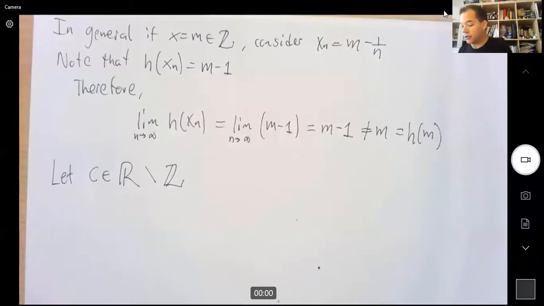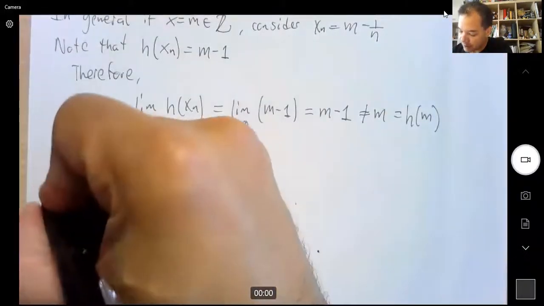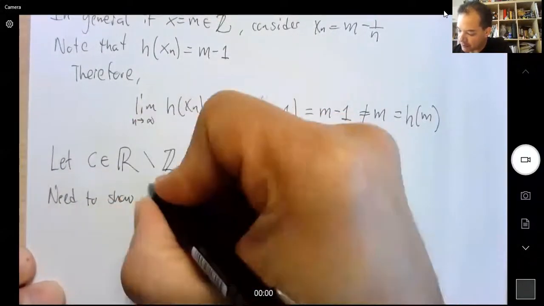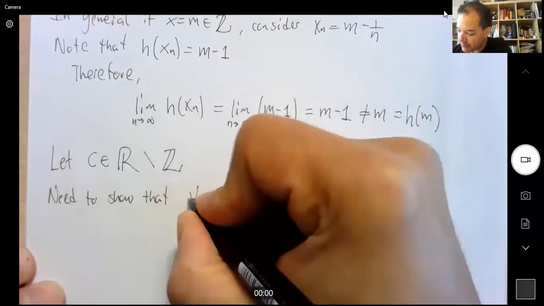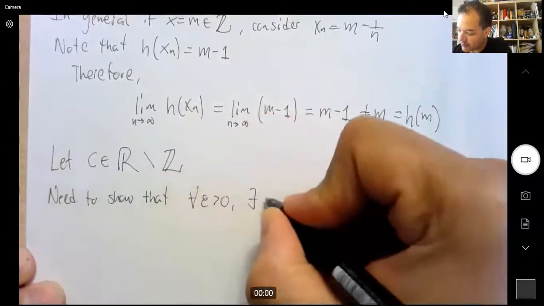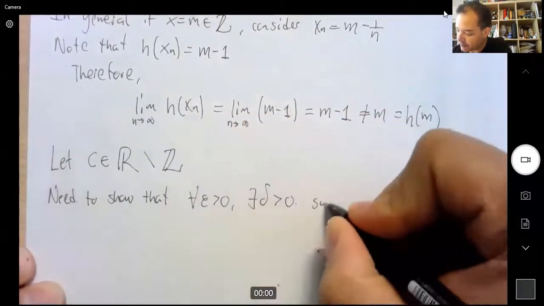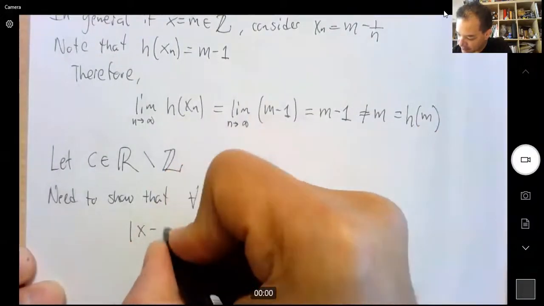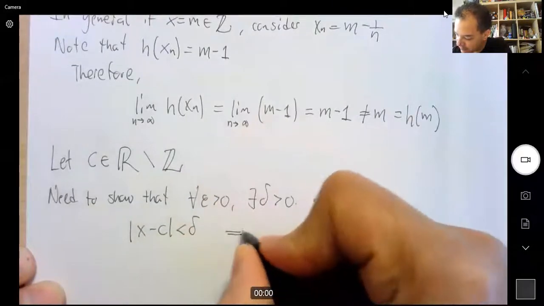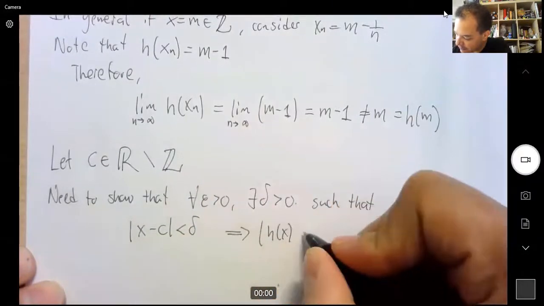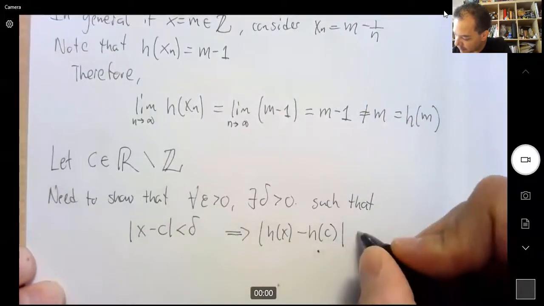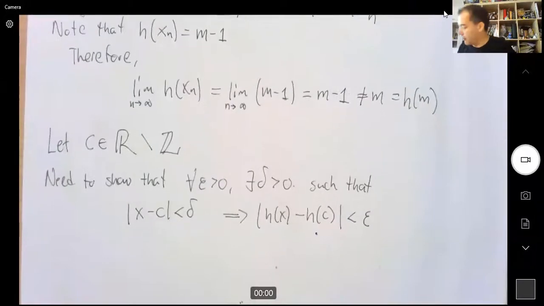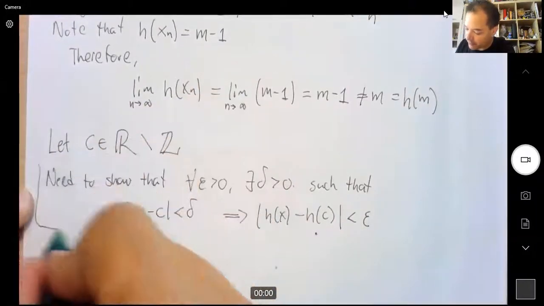So what is it that we need to show? We need to show that for every epsilon greater than 0, there is some delta greater than 0, such that if x and c are closer than delta, then h of x minus h of c is closer than epsilon, right? That's what we need to do. Let me put a box around it.